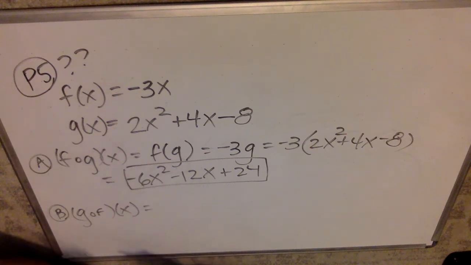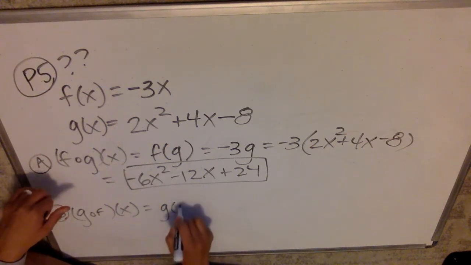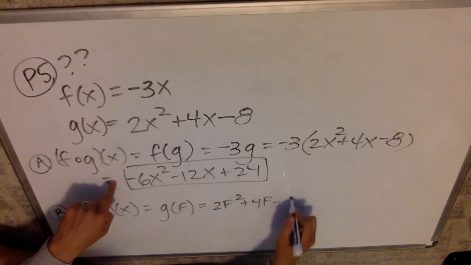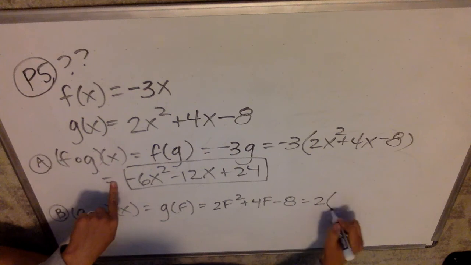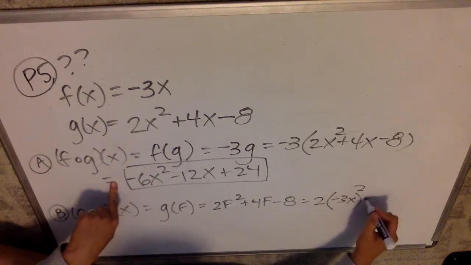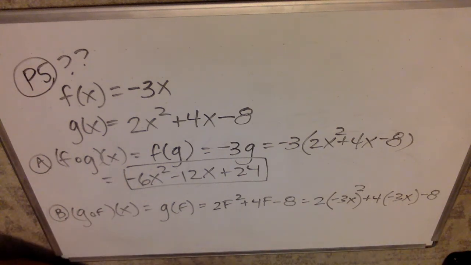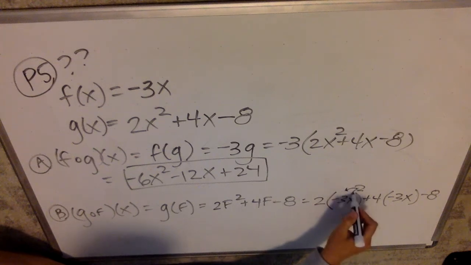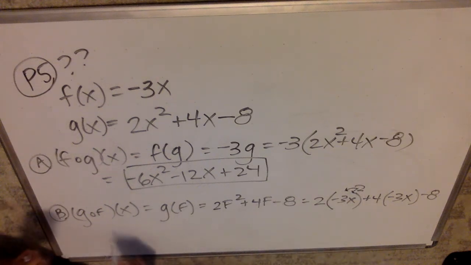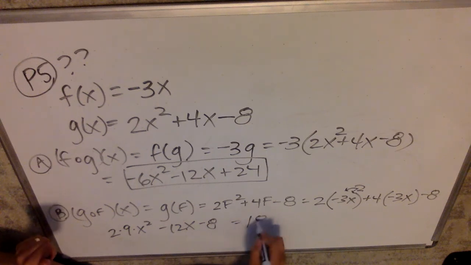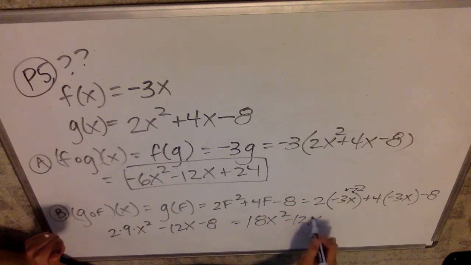The harder version is going to be g of f, right? So g outside the f function is going to mean 2f squared plus 4f minus 8. Which is going to be a 2 times this negative 3x quantity squared plus a 4 times a negative 3x minus an 8, right? So first thing to remember is, as we've seen before, that the squared goes to both of these numbers, right? The negative 3 squared is going to be a positive 9. So I get 2 times 9 times an x squared minus a 12x minus an 8. So I get 18x squared minus 12x minus 8.